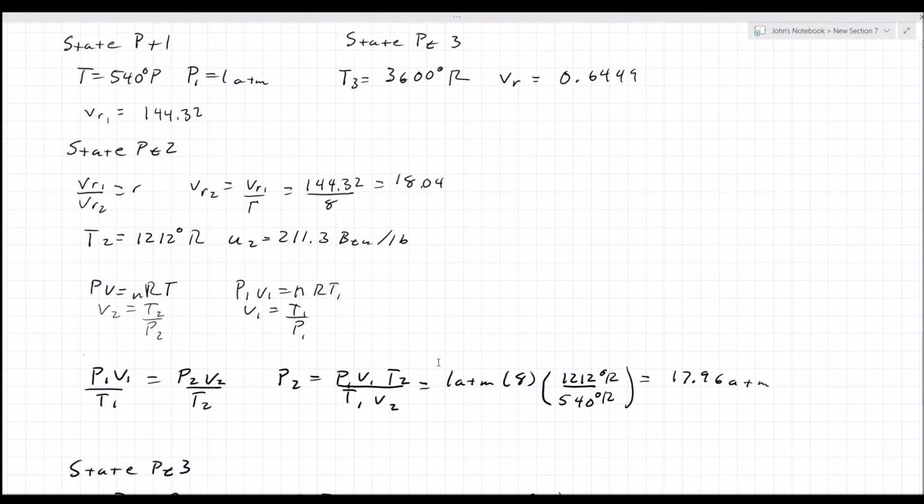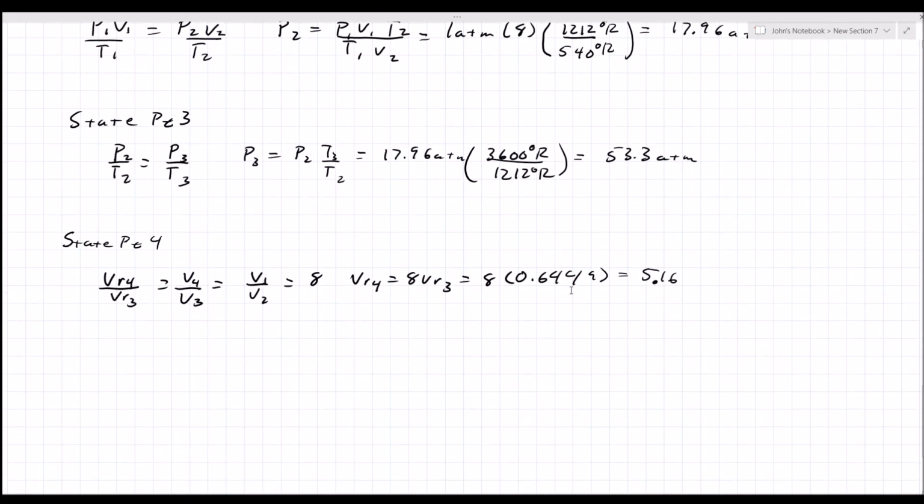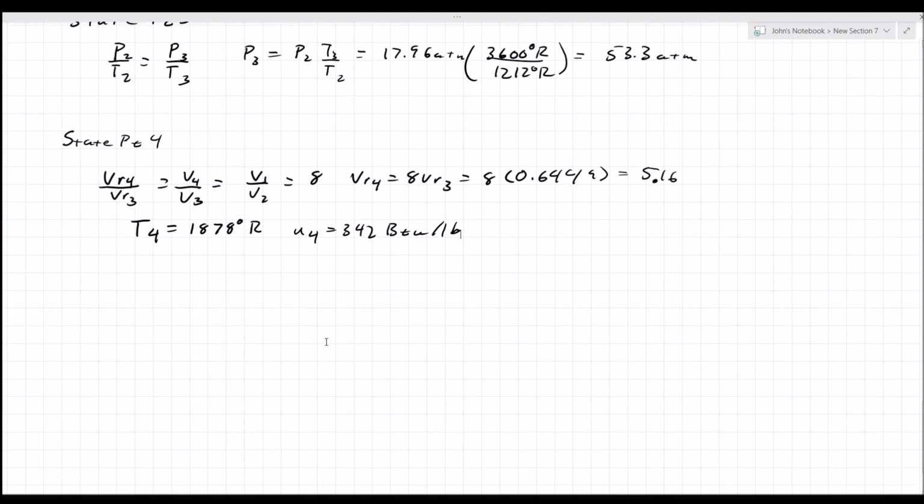That's interpolation. Not going to do that. So interpolate, and you get T4 is equal to 1878 degrees Rankine. U4 is equal to 342 BTU per pound. So that's fine. The pressure is state 4 using the ideal gas equation.